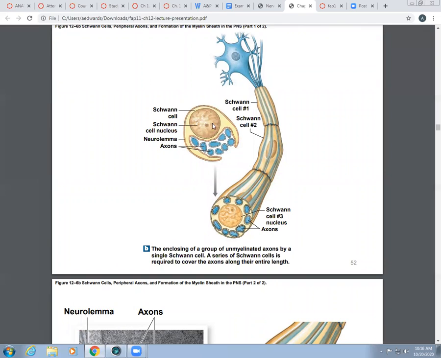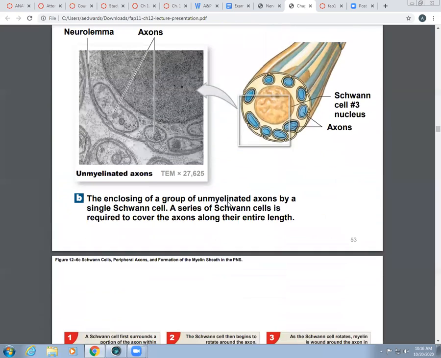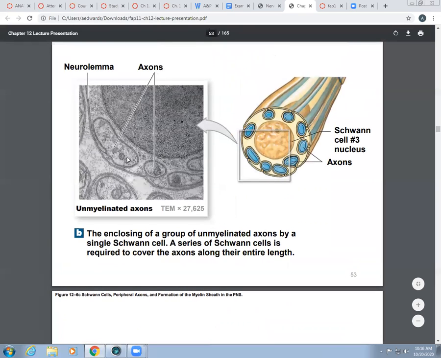All right. Here's your Schwann cell. It's a big nucleus. Neurolemma is surrounding it, and it's wrapping around all of these axons. So it's forming essentially a bundle of nerve fibers. All right, so it's your nucleus, your Schwann cell. But here are these individual axons. Okay, here's the neurolemma surrounding all of them.